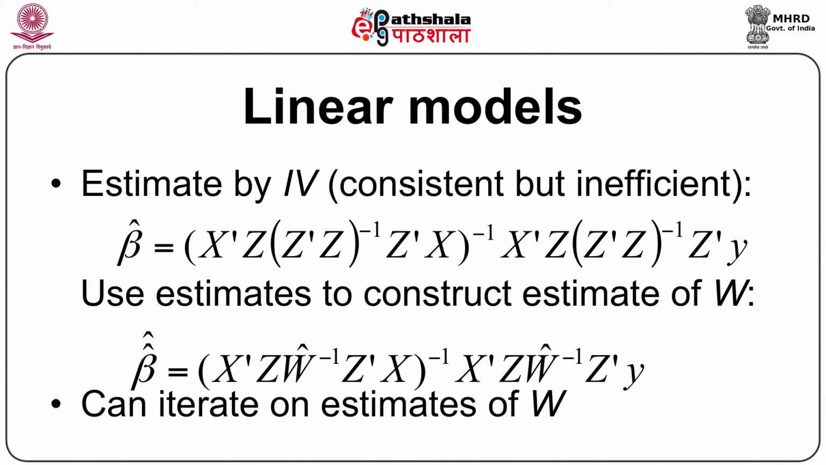Now, use this estimate to construct the expression for W. Using the expression for W, you can get beta hat equal to (x prime z, W hat inverse, z prime x) whole inverse, times x prime z, W hat inverse, z prime y. Here an iterative procedure can be employed in order to estimate the values of W hat.